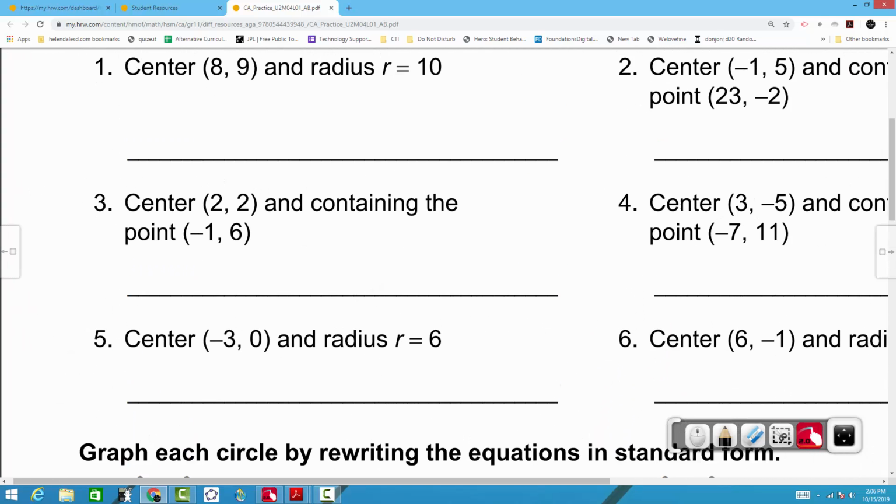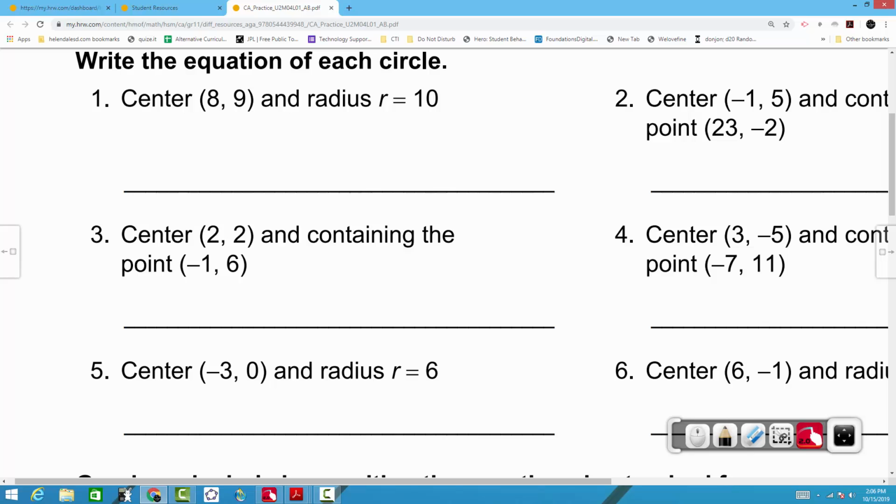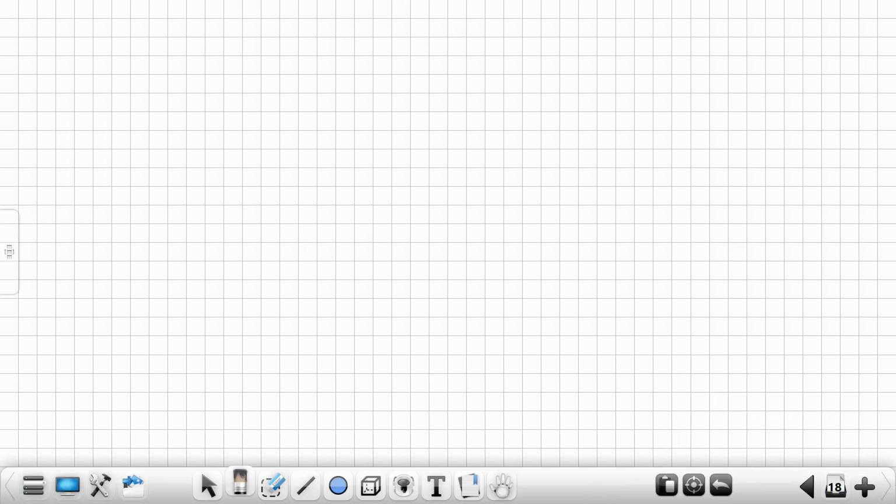Okay. All right, guys, the next part. Write the equation of a circle centered at (4, 5) and containing the point (1, negative 1). This is not the same. We've got the center.